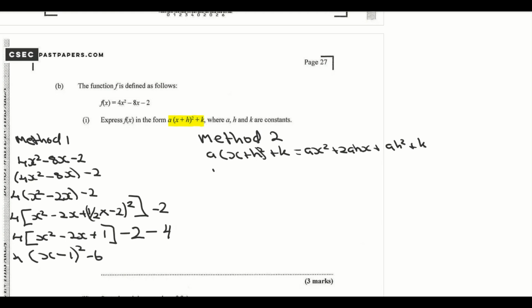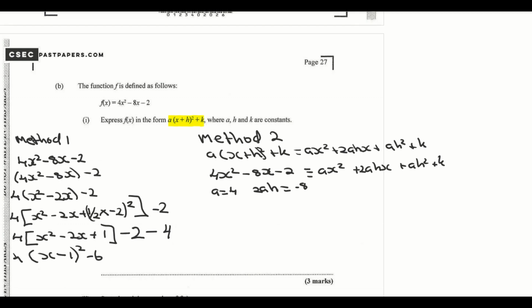So we know that 4x squared minus 8x minus 2 is equated with ax squared plus 2ahx plus ah squared plus k. So we can see that a is equal to 4. We can also see that 2ah is equal to negative 8. How did I get that? Because my coefficients of x are the same. The coefficient of x is 2ah and the coefficient of x in the quadratic is minus 8.